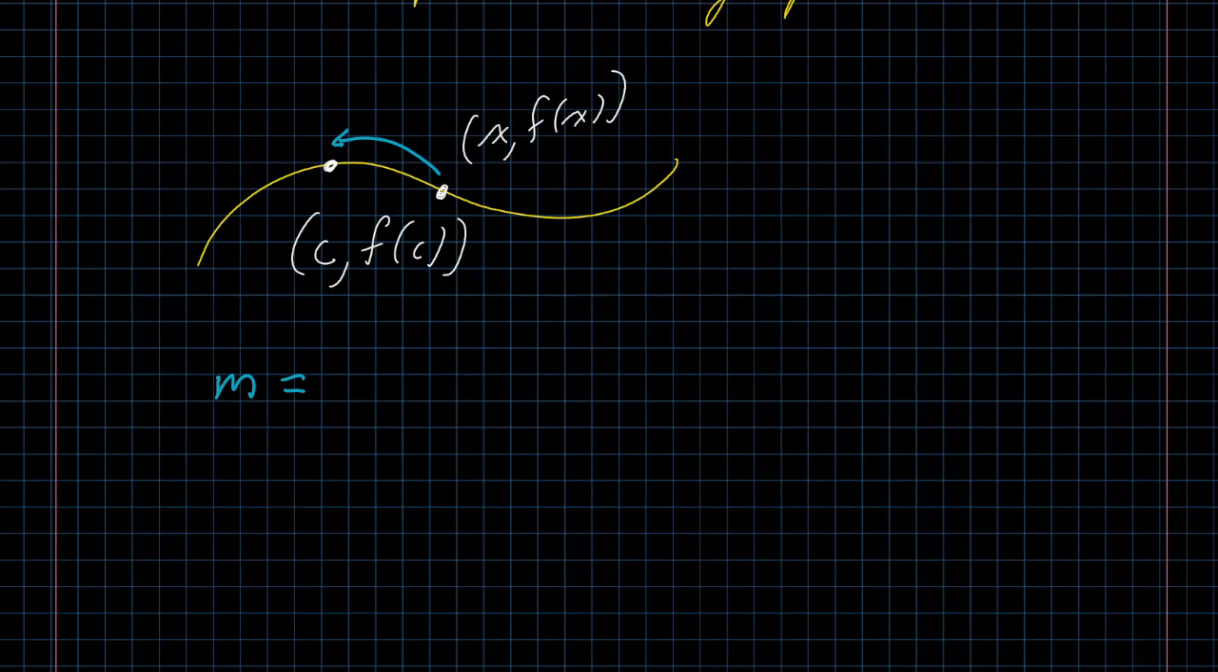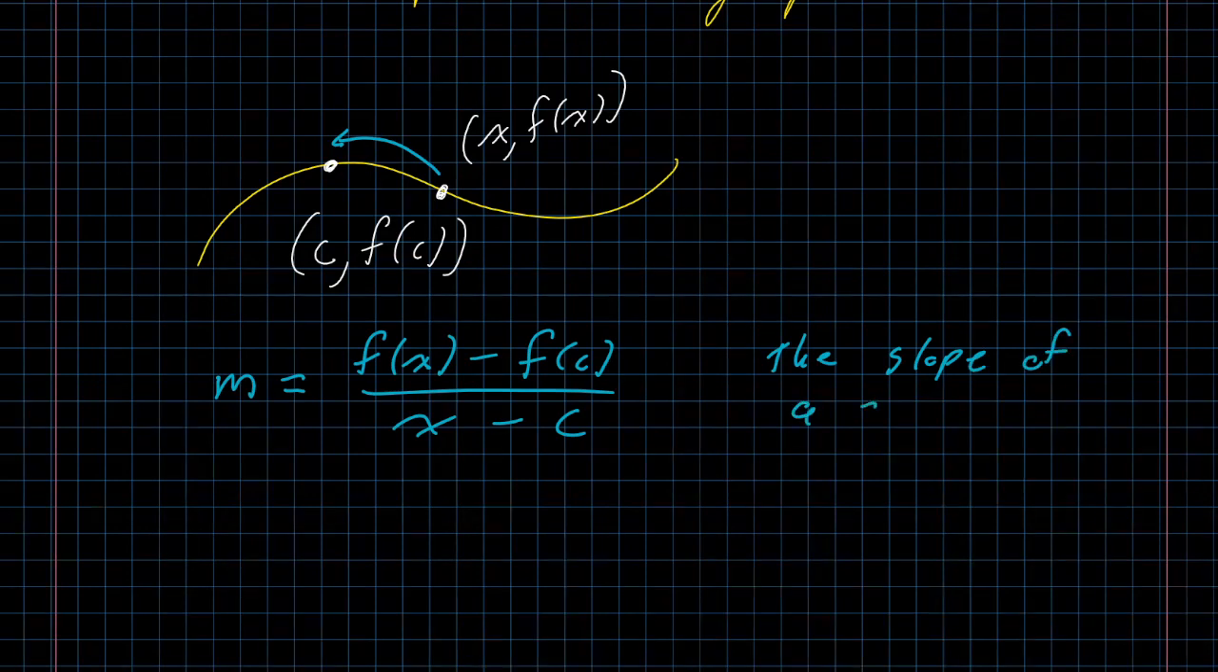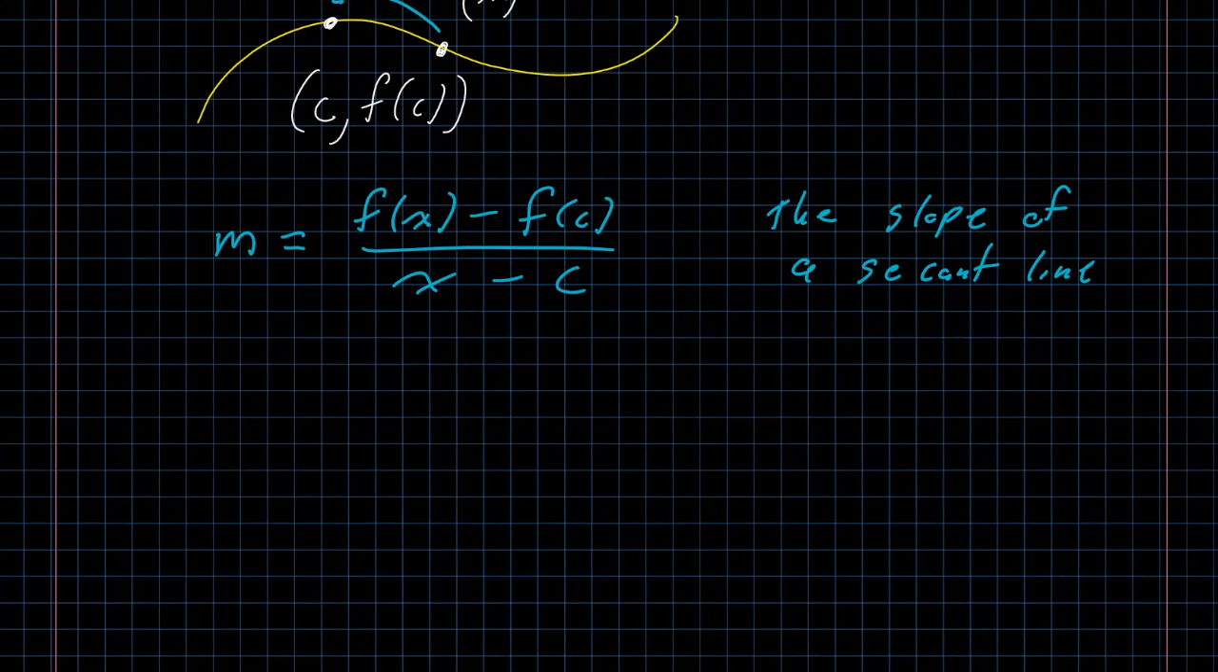We know that we can calculate the slope between these 2 points. Y coordinates, f of x minus f of c, divided by x coordinates, x minus c. This is the slope of a secant line. To go from the secant line to the tangent line, we just want to move x as close to c as possible. We just developed this new tool for moving a point as close to another point as possible.